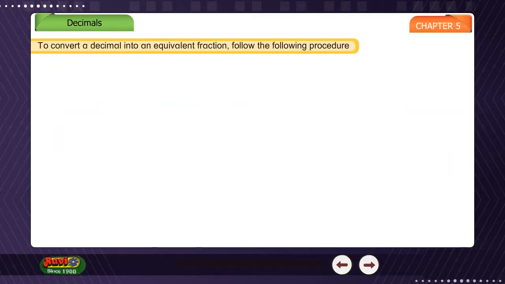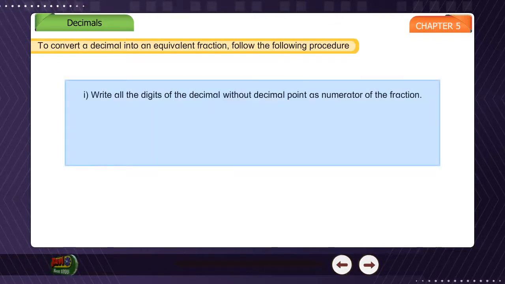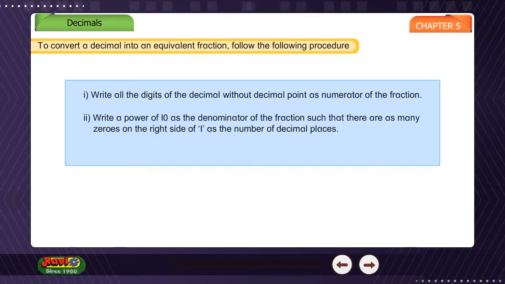To convert a decimal into an equivalent fraction, follow the following procedure. 1. Write all the digits of the decimal without the decimal point as the numerator of the fraction. 2. Write a power of 10 as the denominator of the fraction such that there are as many zeros on the right side of 1 as the number of decimal places. 3. Reduce the fraction to its lowest terms if possible.